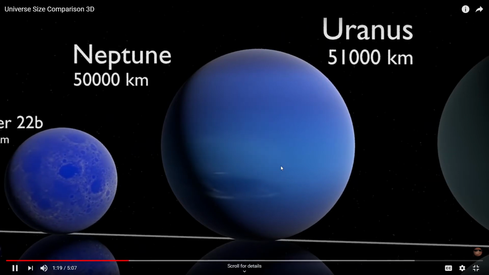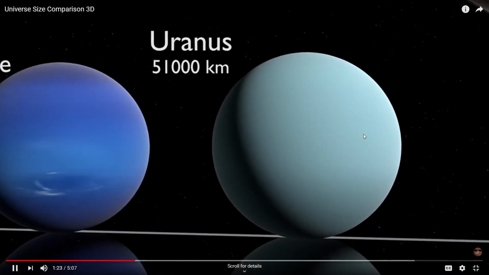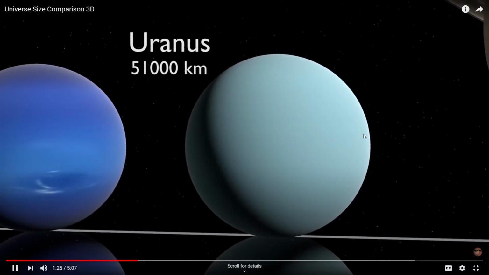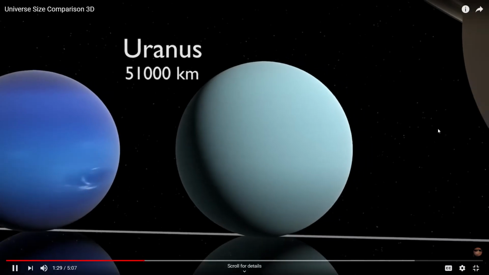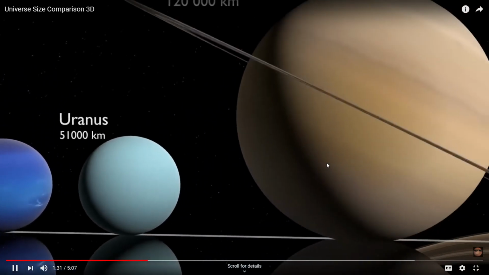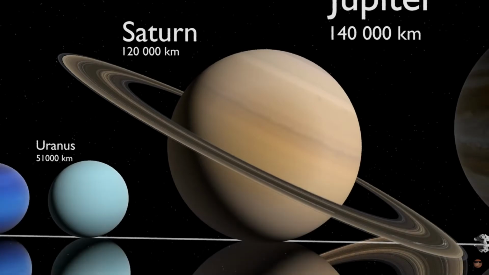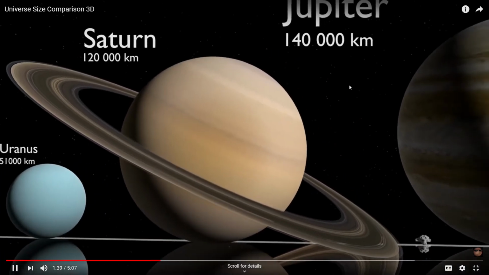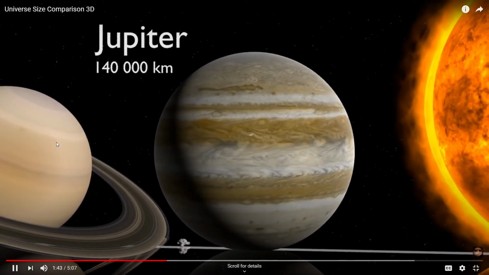Neptune, cold planet. Uranus, also cold planet. Big planet, cold planet. And then next one, we have Saturn. This is Saturn. Wow, so big. Very, very big. And then we have Jupiter. This is Jupiter, bigger than Saturn.